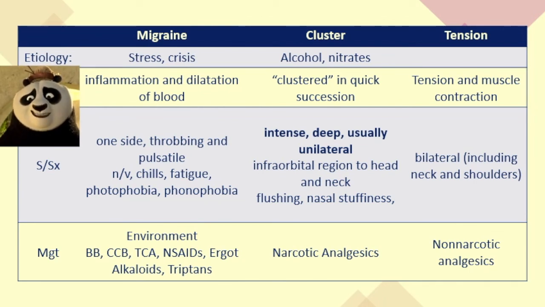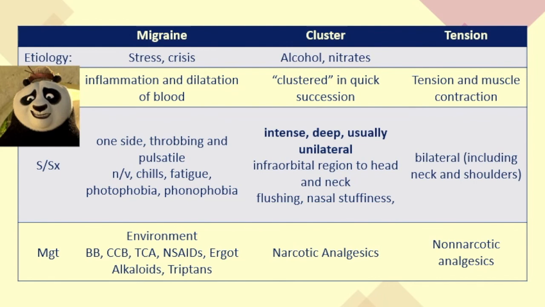Then for the management, environment: we want a less stimulating environment because we don't want the environment to be conducive to seizure, or to abnormal electrical discharges. Now, you also give your medications. So class, beta blockers, calcium channel blockers, tricyclic antidepressants, non-steroidal anti-inflammatory drugs, ergot derivatives, and then you have your triptans. Triptans are the drug of choice for the management of migraine. Now, you have alcohol and nitrates as the trigger for your cluster headache.